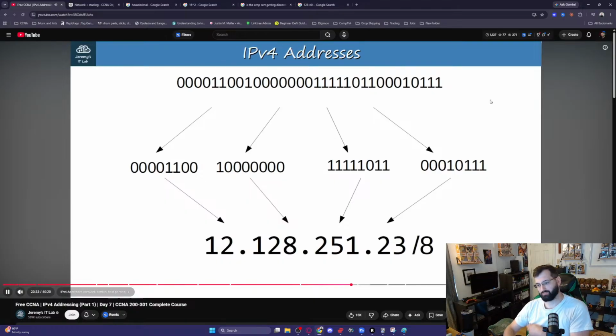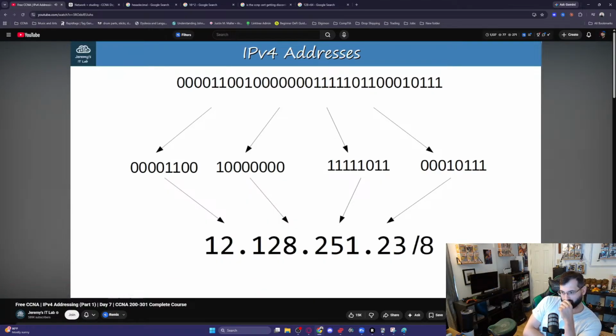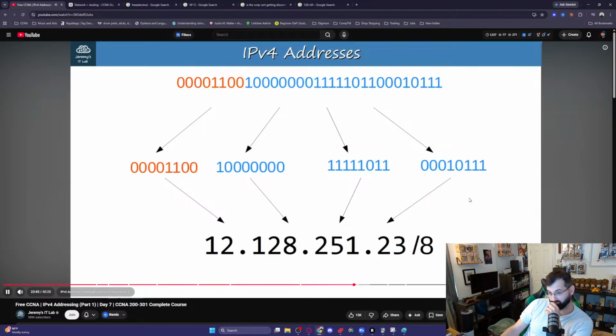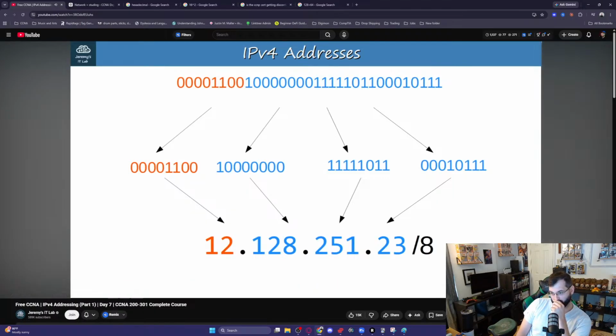This time it's /8. So which part of the address is the network portion, and which is the host portion? Since the first 8 bits are the network portion, that means the first octet is the network portion, and the last 3 octets are the host portion. So 12 is the network. Just so that you guys know, whoever's watching, he just made this 8 up. He didn't pull that 8 out of anywhere. He just changed it from 24 to show you that it's just the first octet portion, and 128.251.23 is the host portion.